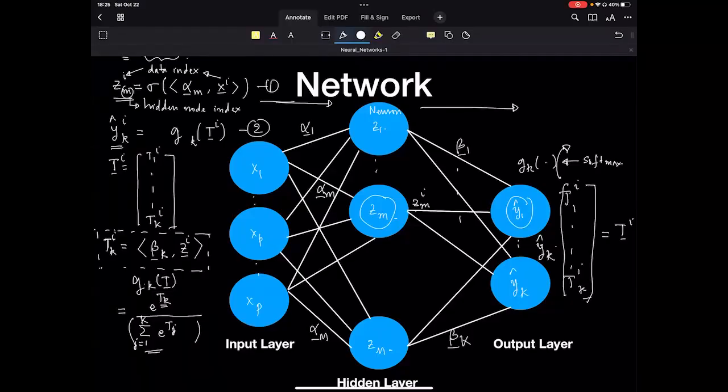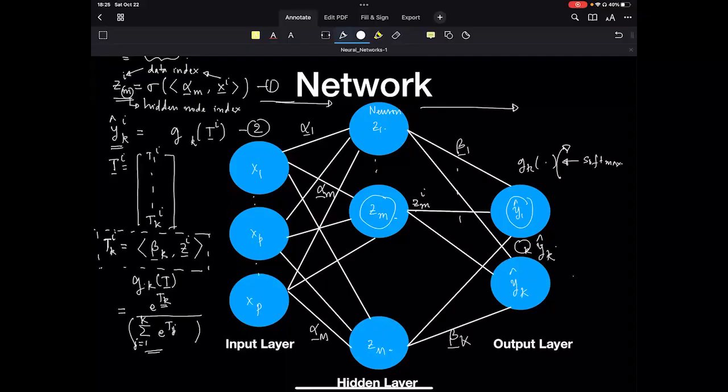Sir, what is T here? T is this intermediate output. This is the raw output that I get. So now what is happening? Let's look at a particular node k here, the kth, little kth node.